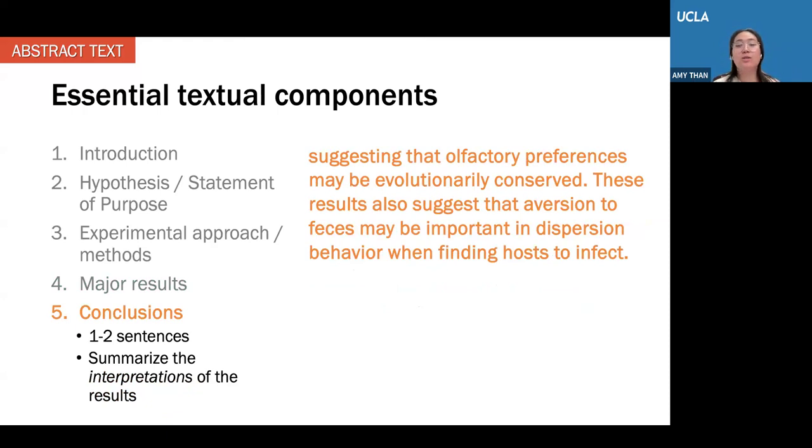Don't get too bogged down on this example. I want you to focus on the main components that we're seeing this writer include in their abstract. They have the introduction, the hypothesis, the experimental approach, the methods, the main results, and also the conclusion, which interprets the results.